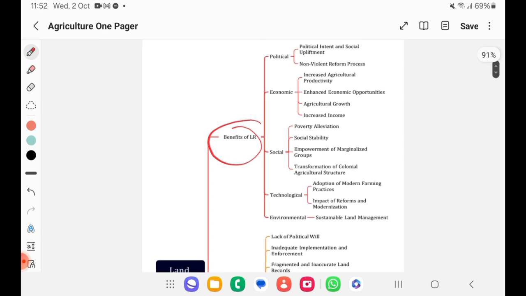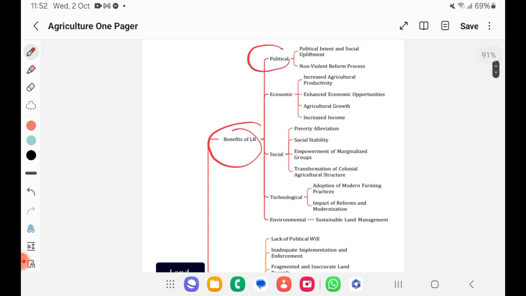So we can see political. Whenever you talk about benefits, you can go for all the aspects. Political: political intent and social upliftment was there. It was a non-violent movement. Economic: increase in agricultural productivity because the rent is reduced. We have seen in tenancy reform, right? Rent reduction, tenancy ownership, these things. Then we have enhanced economic opportunity, economic growth, increased income.